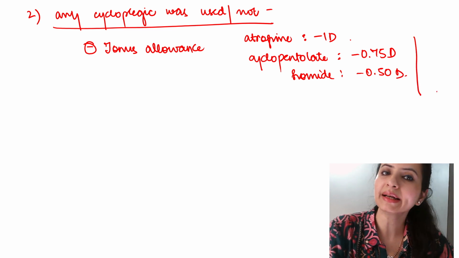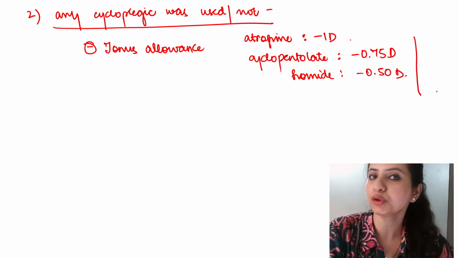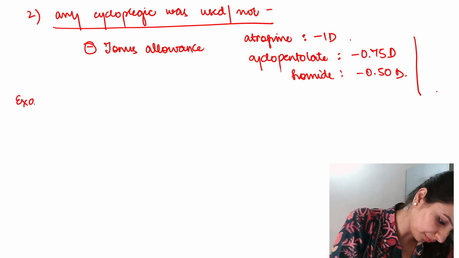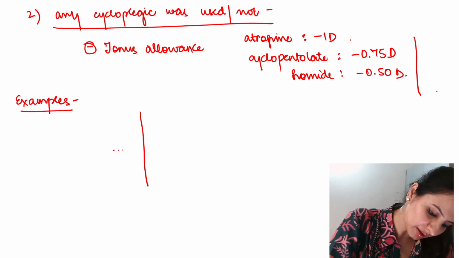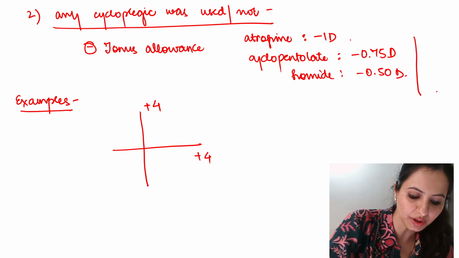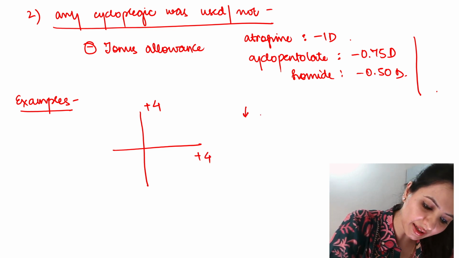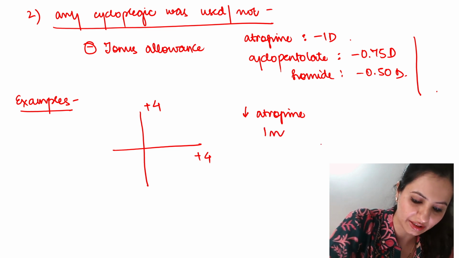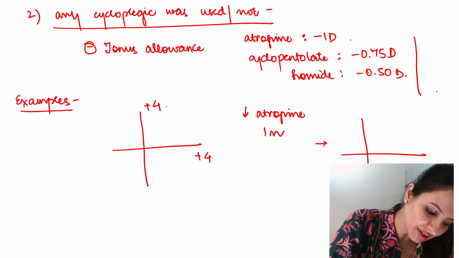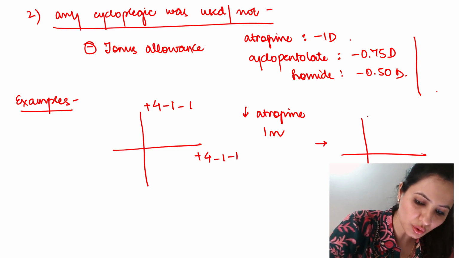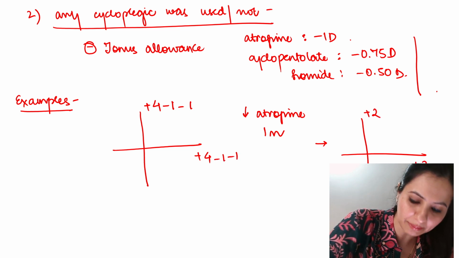So now let us look at some examples on how to prescribe the glasses. Suppose after doing retinoscopy, the findings here are +4 and +4. The retinoscopy was done under atropine and at a distance of 1 meter. So we subtract -1 for atropine and -1 for distance. So our final would be +2 and +2.